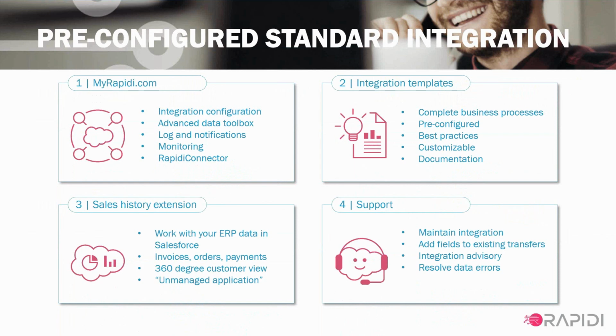Then we have the integration templates, and the templates are actually supporting complete business processes. The library is much bigger than the quote to cash I showed just before. It's pre-configured and built on best practices. They're customizable, so they're basically built in the toolbox. So even though they can be used as a template, you can customize them just as freely as if it was something you did from scratch. They are all fully documented.